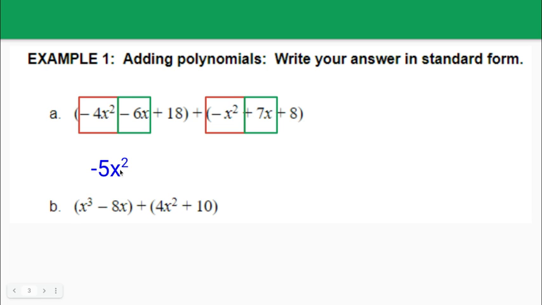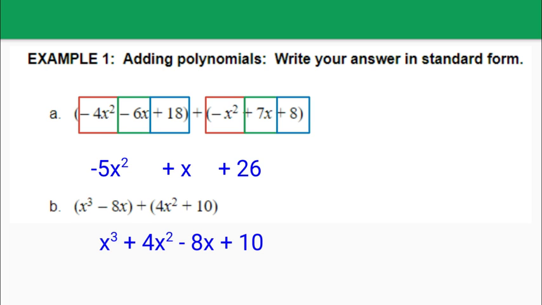And let's do a different color or circle or underline this. This is a negative 6, x to the first, positive 7x to the first. So that's positive 1. And then lastly, just the constants or the numbers, positive 18 and positive 8 add up to a bigger positive number. And that is it. You need to stop right there. These are no longer like each other. Okay? Pause, try B on your own, and then replay the video when you're ready to check.